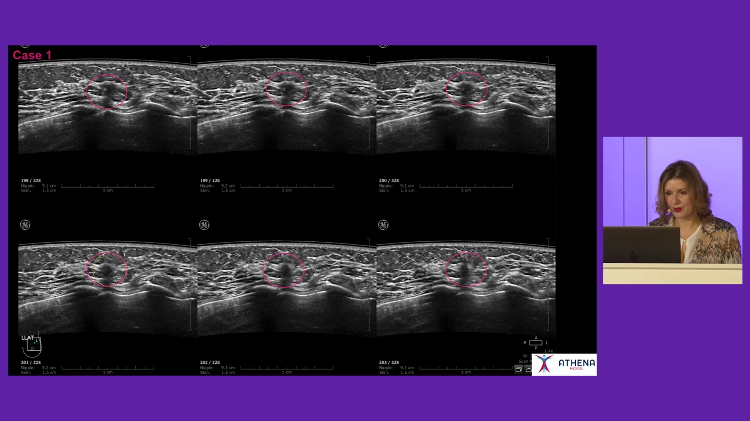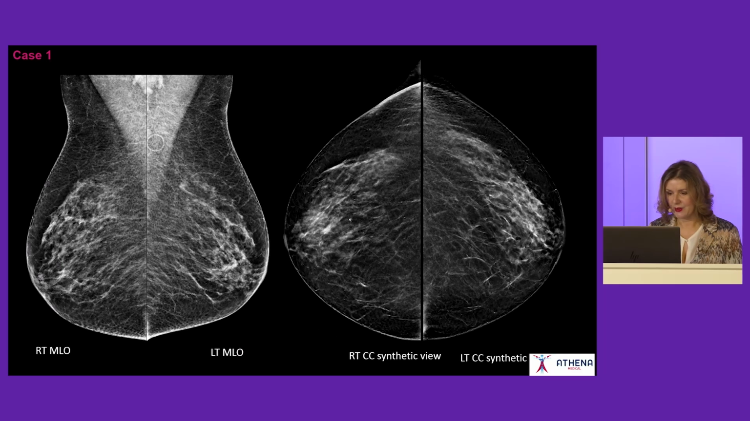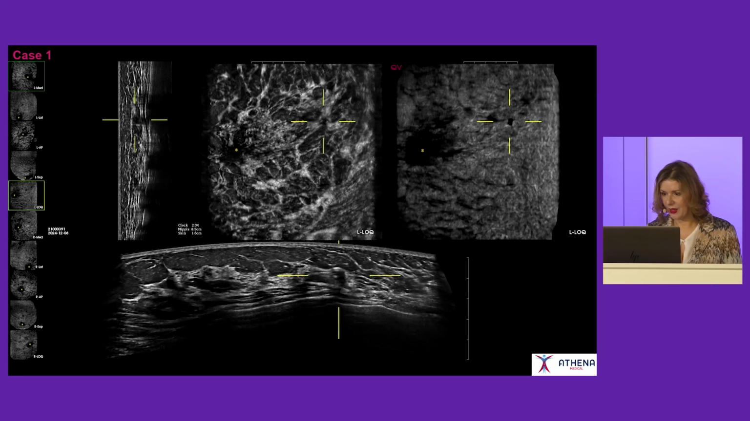And these are the post-processing images and the correlates of the handheld image. This was an invasive lobular cancer measuring 0.8 centimeter, grade 2, ER/PR positive, Ki-67 20%, HER2 negative. And this is the correlate images of the mammogram. You can see an asymmetry located in this area. Where is my arrow? In this area here. And the AI image, the QView cut, you can see the area here. This is the little cancer.